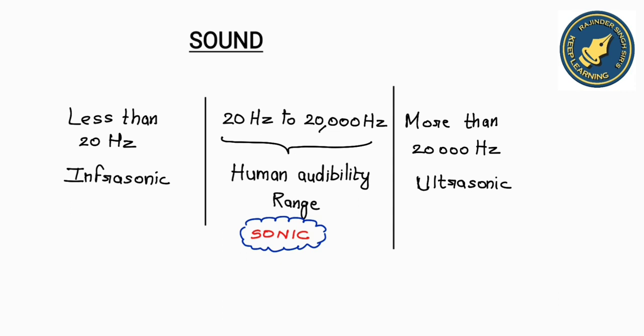Examples of infrasonic: earthquakes, volcanic eruptions, ocean waves, avalanches, waterfalls, meteors, lightning. All these are examples of infrasonics. Whereas ultrasonic also has a wide range of uses.